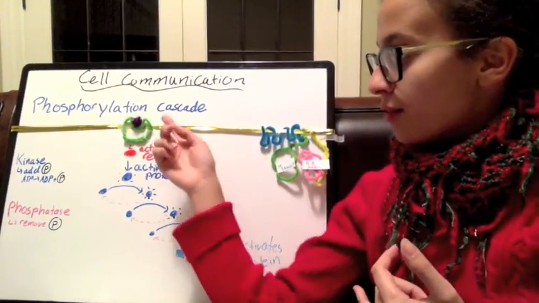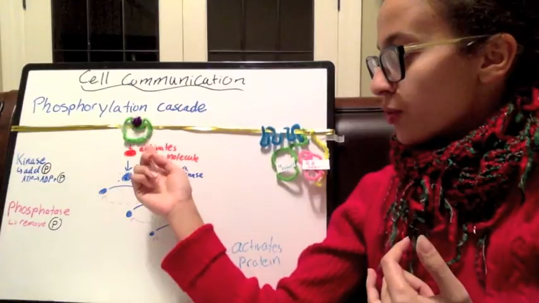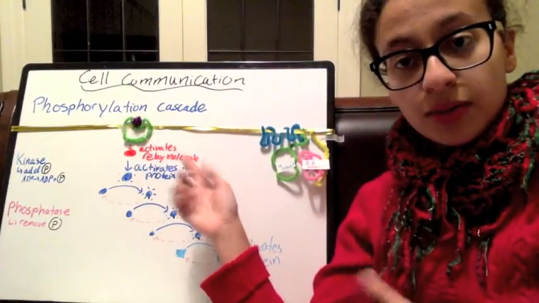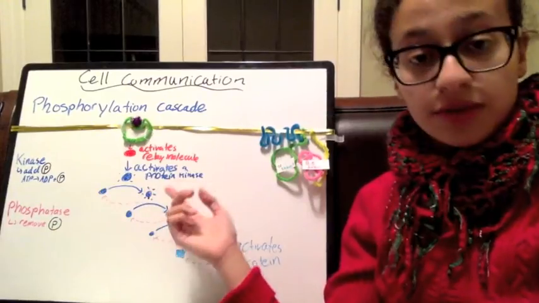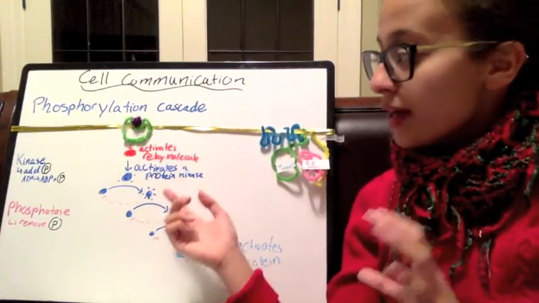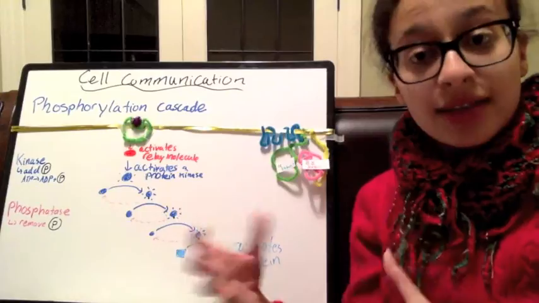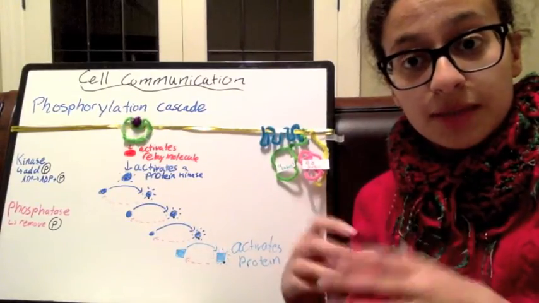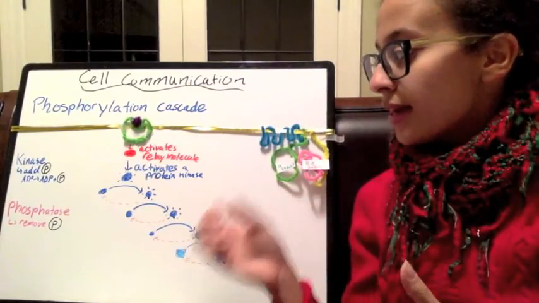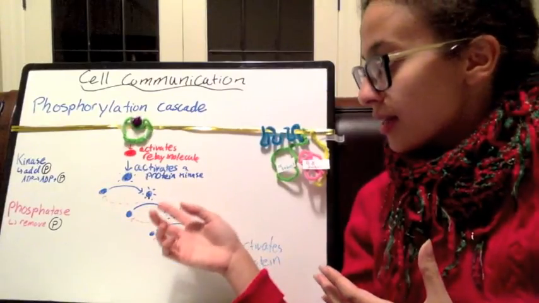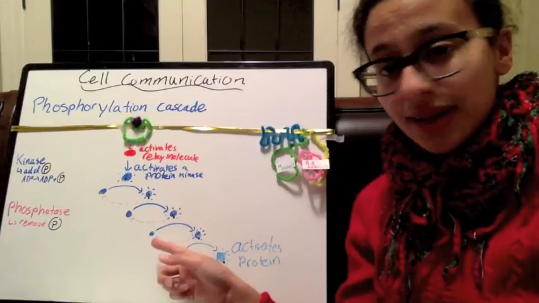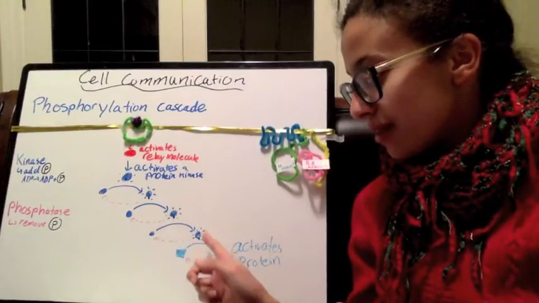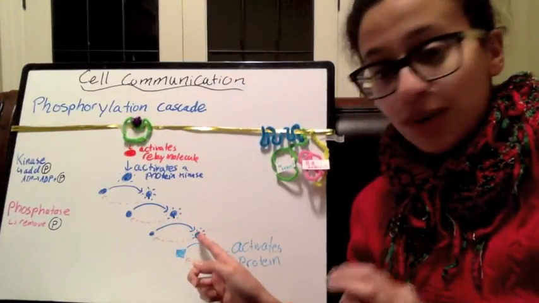So your receptor is going to activate a relay molecule found within the cytosol, and that is going to activate a protein kinase. Now, a kinase, remember, is an enzyme that adds a phosphate group that it gets from ATP hydrolysis, and then it adds that onto something else. In this case, it adds it to another kinase. And guess what? That kinase is going to, again, use ATP hydrolysis and add another phosphate to another kinase.